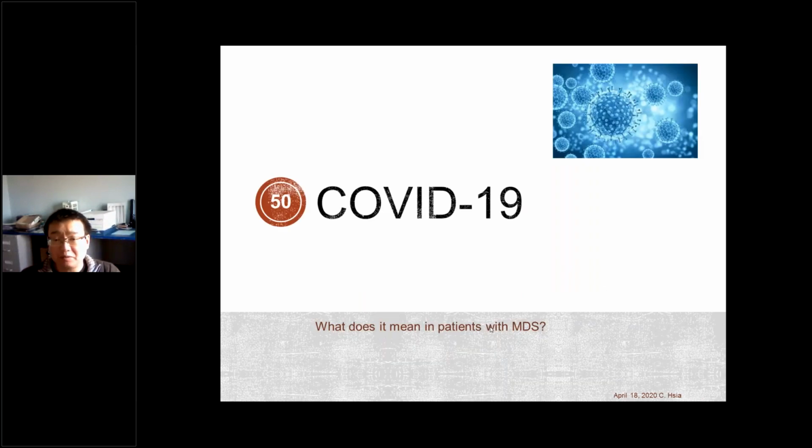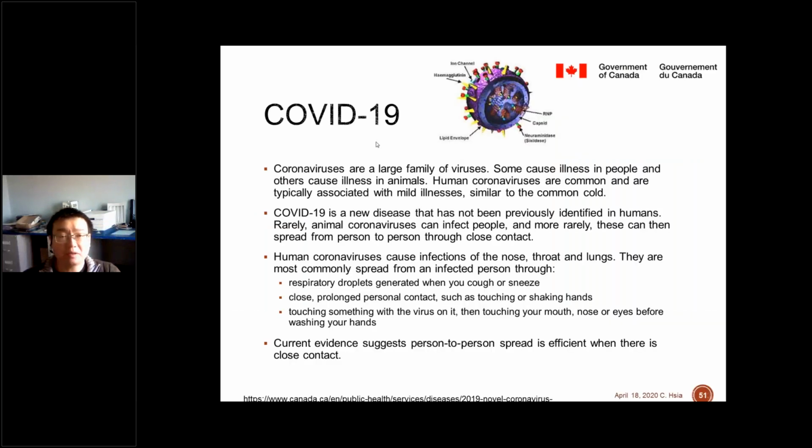So COVID-19 is an important topic. Recently, people have lots of questions about it. We're gonna try and talk about it in the context of MDS. What does it mean in patients with MDS? But just quickly, COVID-19, as you all know, is a coronavirus. It's a novel coronavirus. Coronaviruses are actually a large family of different viruses. There are so many viruses out there that cause illness and issues both in people and in animals. And these human coronaviruses are common and are typically associated with mild illnesses similar to the common cold.